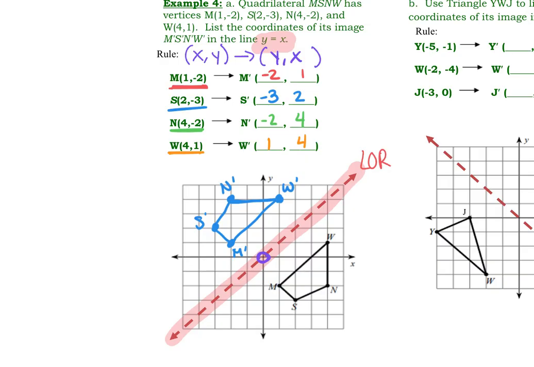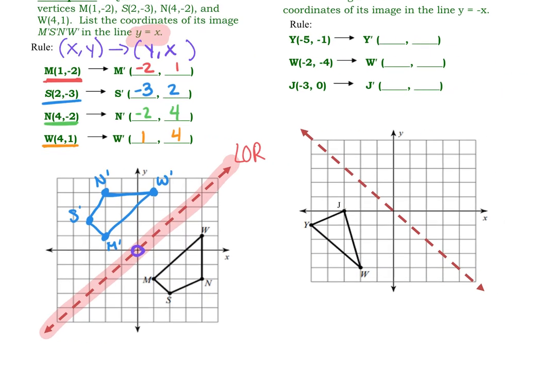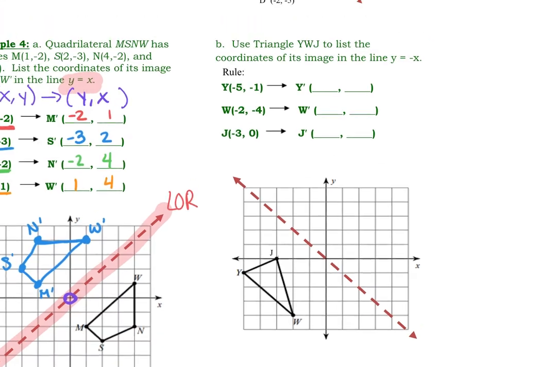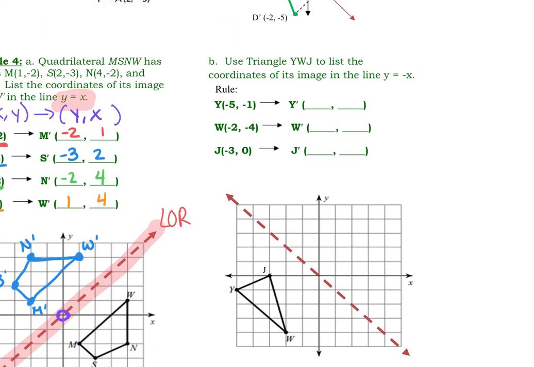Good? All right, one more, and then we'll get to something a little bit more interesting. This time we're reflecting over the line y equals negative x. So our line of reflection is the perfect negative slope of negative 1. The rule, x comma y becomes, they flip and change, so it's going to be negative y comma negative x.